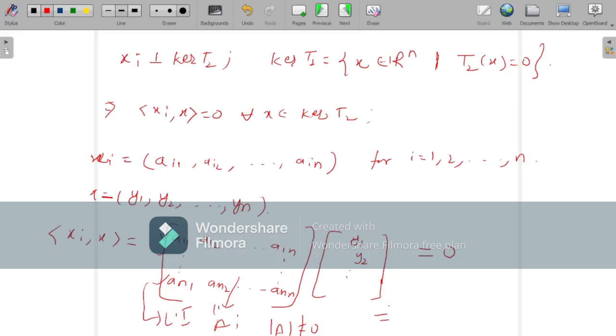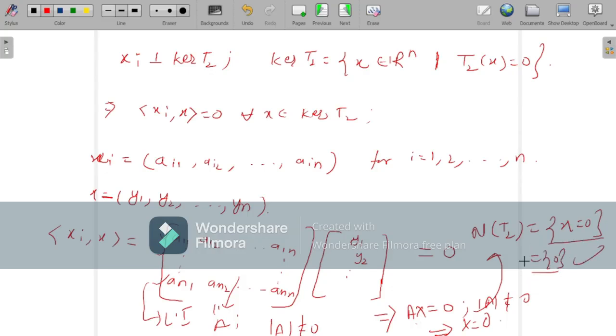So it implies that for this Ax equal to 0, here the determinant of A is non-zero. This implies that this system of equations has a unique solution, and that is the trivial solution, x is 0. So this implies that the null space of T2 contains the vector x equal to 0 only. So the null space of T is a 0 space only if T2 is 1-1.